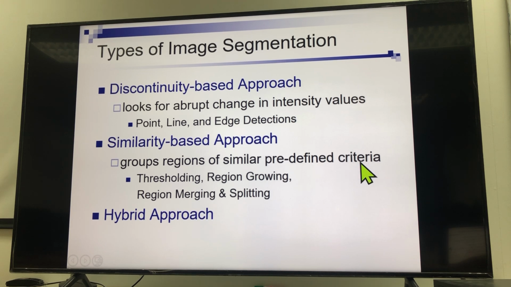The methods are like the simplest one, which is thresholding. We have learned thresholding, and we're going to learn region growing, region merging, and splitting. And the last approach is hybrid. That means it uses both edges and regions, both of them together. The hybrid approach that we will be learning is the watershed method.